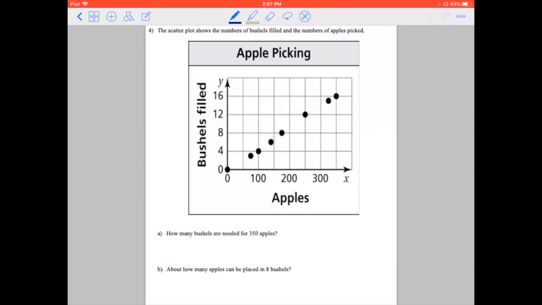Let's go ahead and look at this one. So in this scatter plot, it shows the number of bushels filled and the number of apples picked. So we have apples on the x-axis, bushels on the y-axis. The first question says, how many bushels are needed for 350 apples? So apples are on this x-axis. So I'm going to go to 350 right here on that x-axis and see where it crosses. And we have it crossing at 16 bushels. So A is 16 bushels.